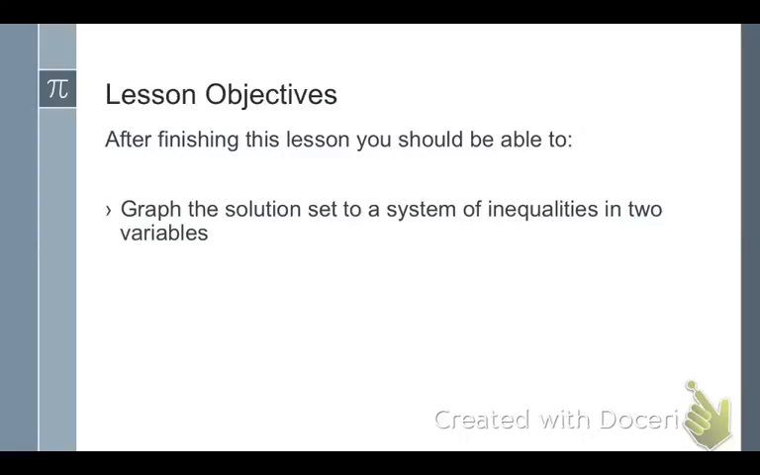In the last few lessons, we worked with equations with two variables in a system where both equations had to be true. This is very similar, except instead of an equal sign, we'll have an inequality sign.